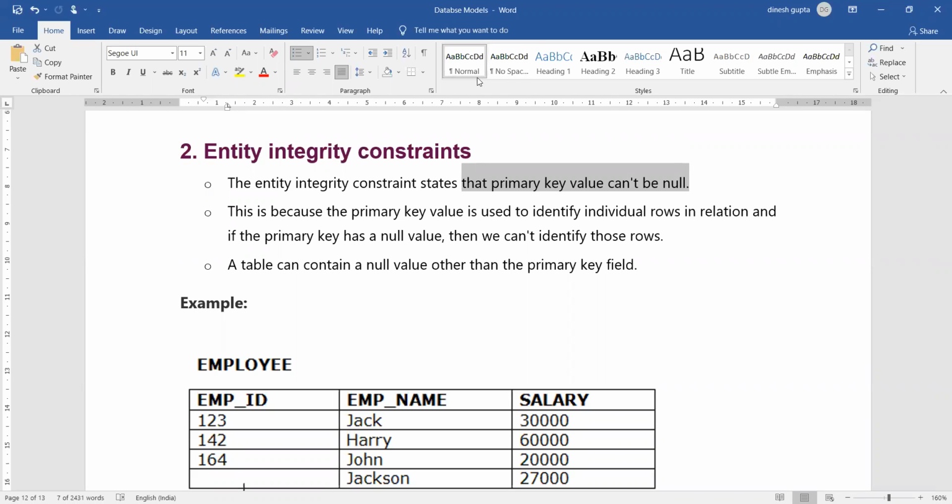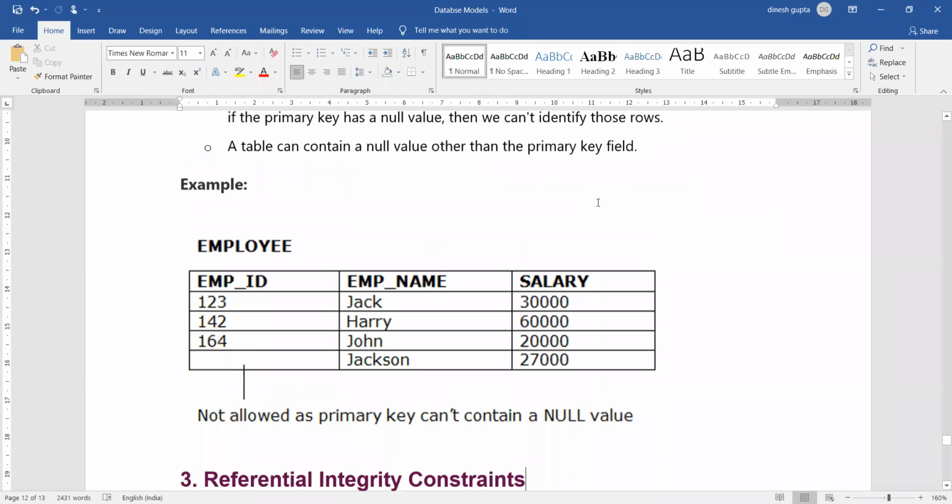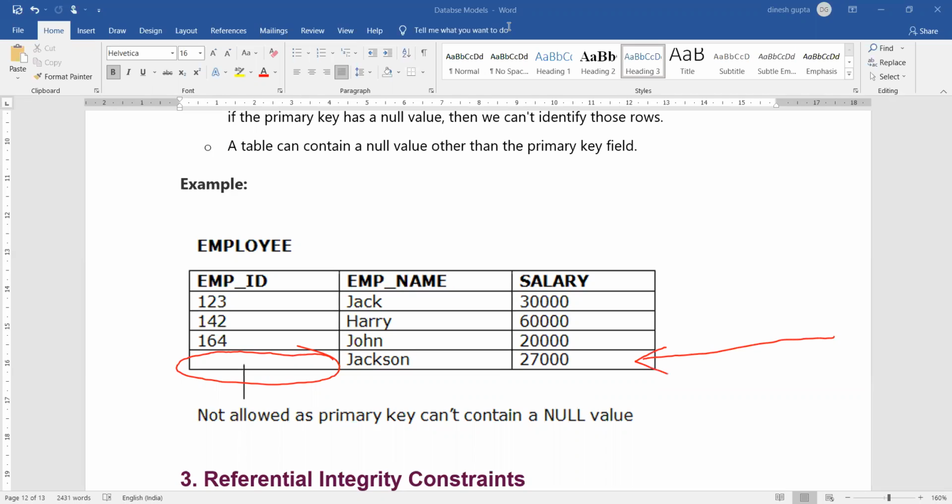that particular record. So if I go by this example, as you can see on the screen, for entry number 4, there is no employee ID. And if there is no employee ID, how will I be able to uniquely identify this record? For other records, I can uniquely identify them with the help of employee ID 123, 142 and 164.